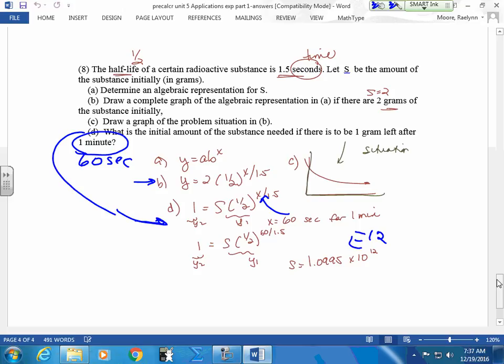When you take a half-life every 1.5 seconds, you're reducing it pretty quickly, right? Pretty fast. It's going down, down, down, down, down. Will it ever get to 0? Nope.